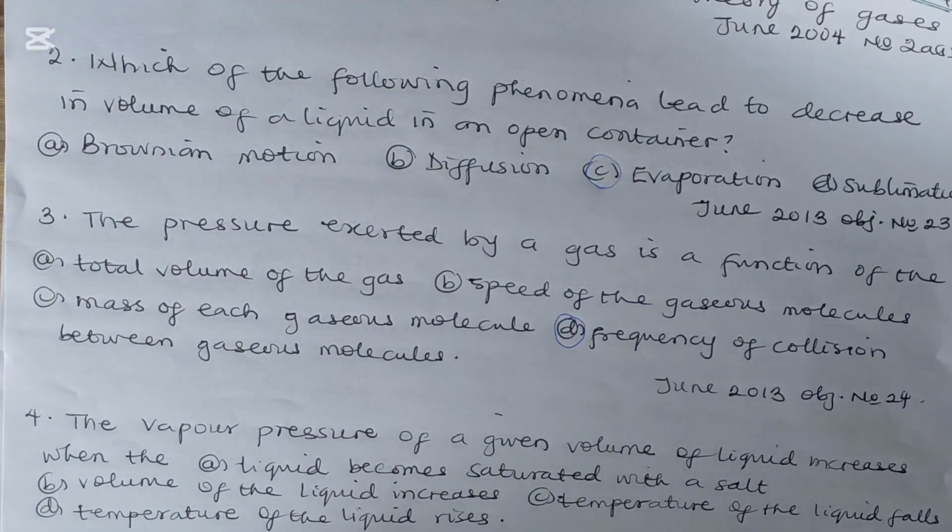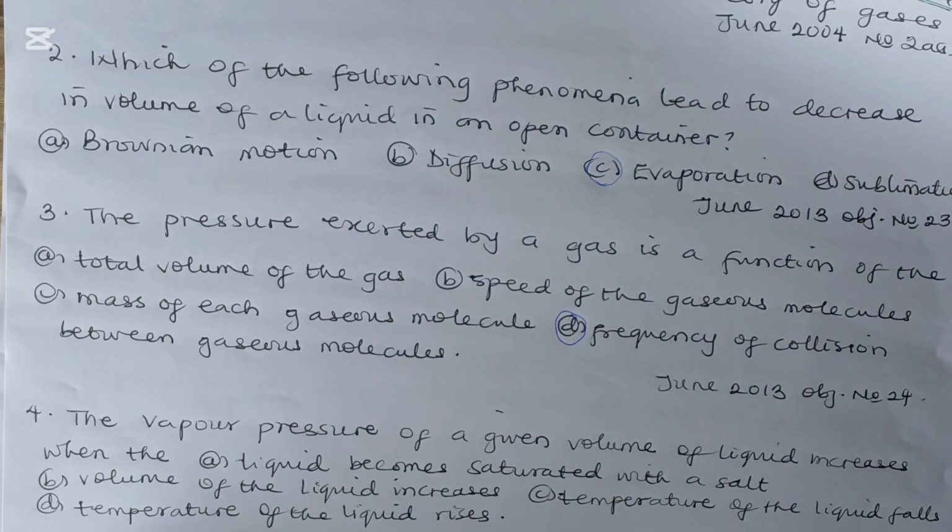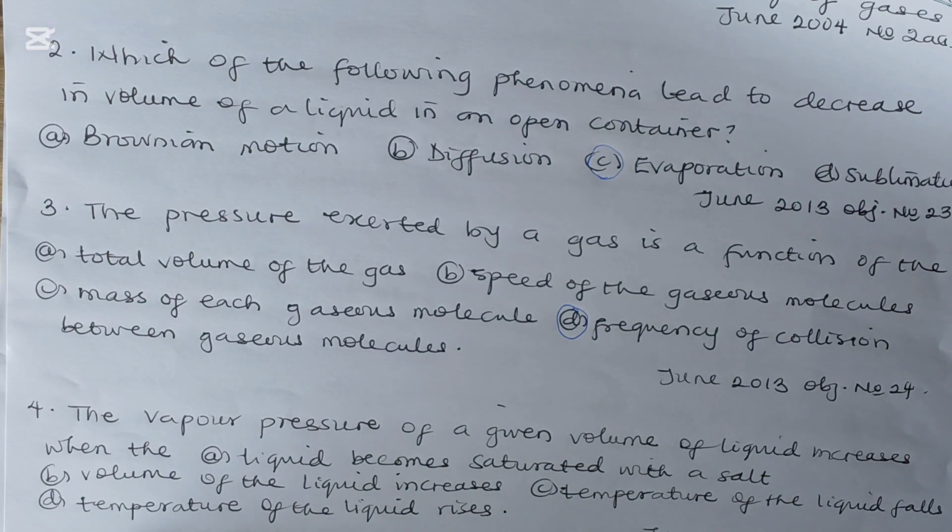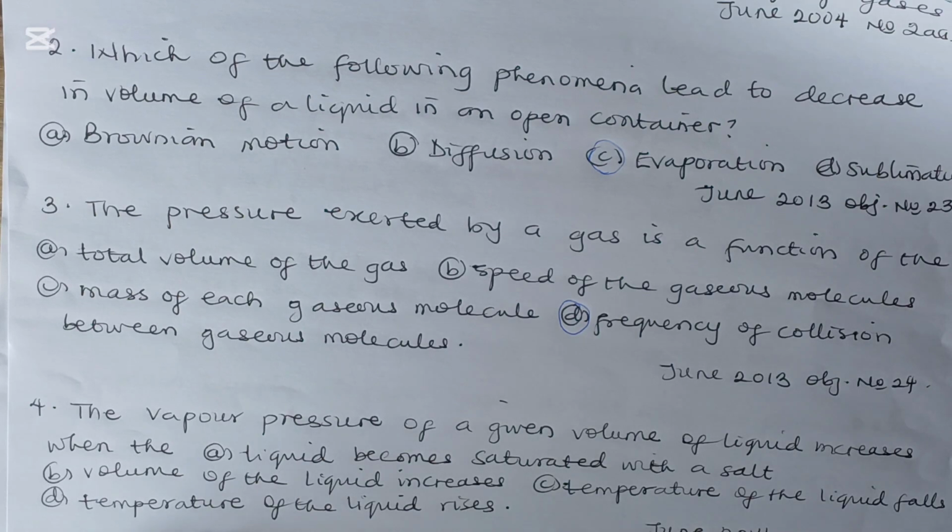matter. Then the next one, the vapor pressure of a given volume of liquid increases. How does the vapor volume increase? When the liquid becomes saturated with a salt? No. The volume of the liquid increases? No. That is, the pressure generated by the particles of the liquid increases when what? C, the temperature of the liquid falls. D, the temperature of the liquid rises.